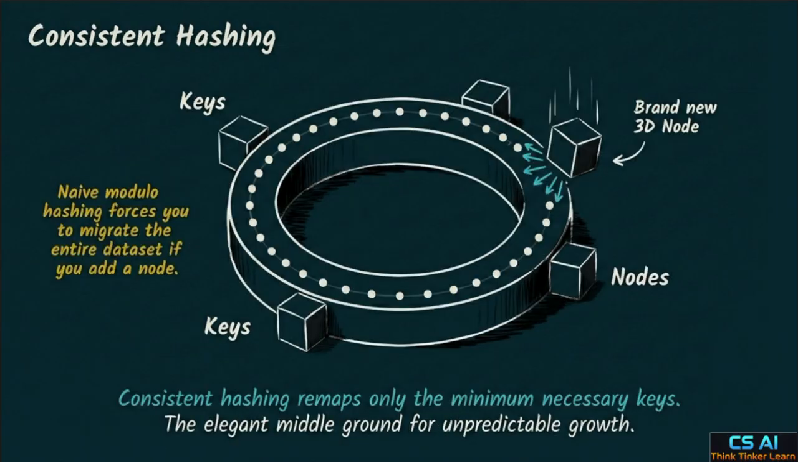For unpredictable growth, we use consistent hashing. Naive modulo hashing forces you to migrate almost your entire dataset when you add a node. Consistent hashing, however, maps everything to a circular ring, so adding a node only remaps the minimum number of keys. It's the elegant middle ground for growing systems.